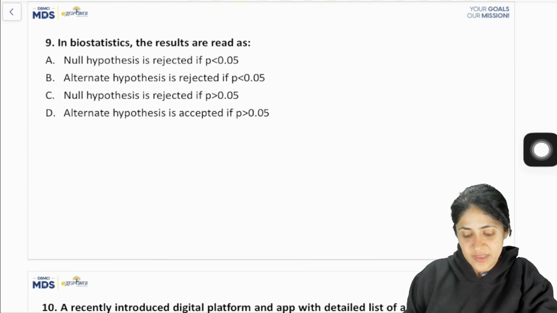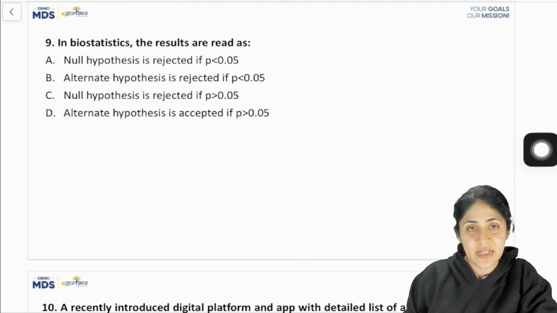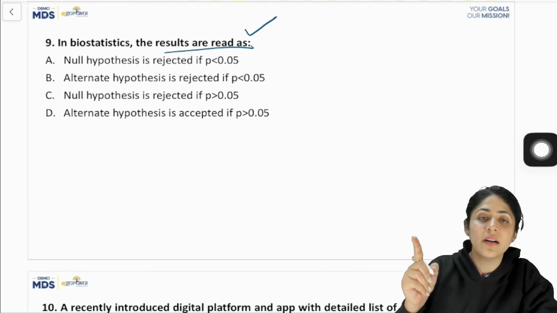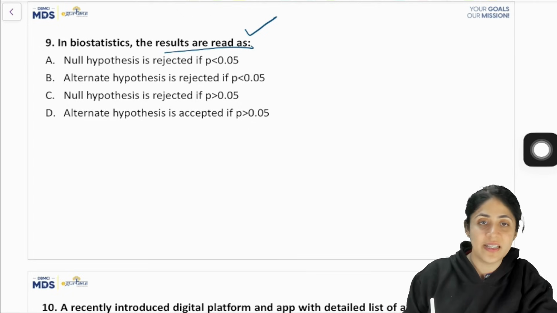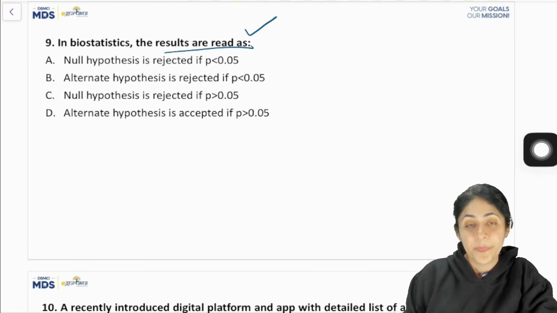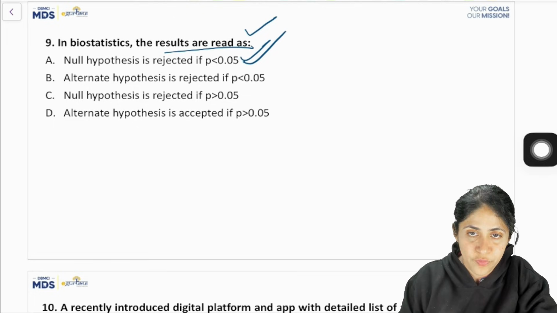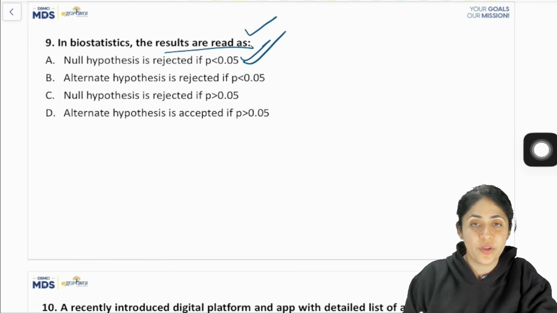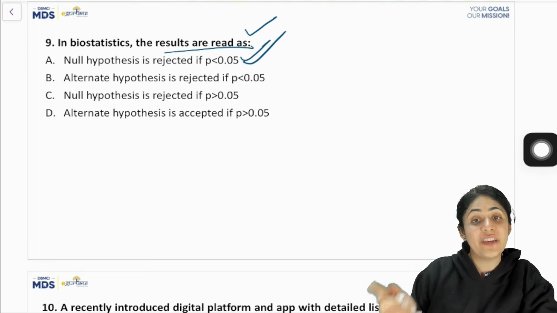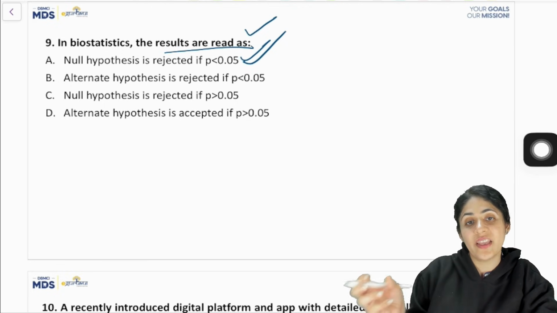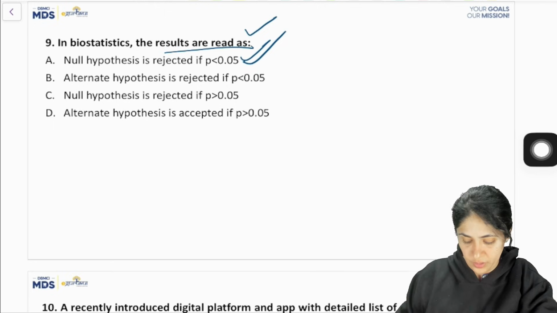In biostatistics, question number 9 is the same; the language is different, but the answer stays the same. Hence we've put this question: the null hypothesis is rejected if p is less than 0.05. We reject the null hypothesis when p is less than or equal to the significance level. Your data is favoring the alternative hypothesis, which suggests that there is an effect or an association in the population.